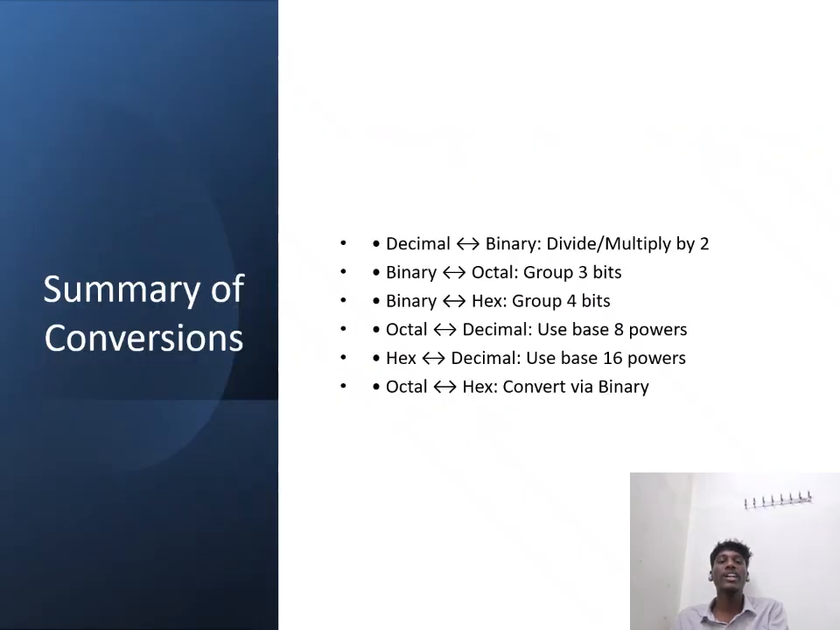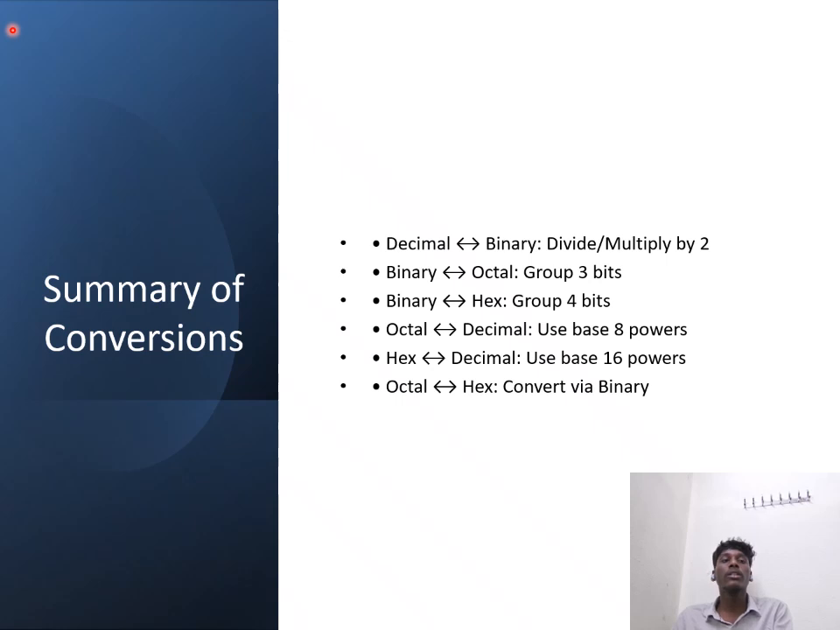Here is the summary of all conversions. Let me summarize. If we want to convert a decimal number into binary, we have to divide by 2. And if we want to convert a binary number into a decimal number, we have to multiply each digit with powers of 2. If we want to convert that binary number into an octal number, we have to group it in 3 bits.